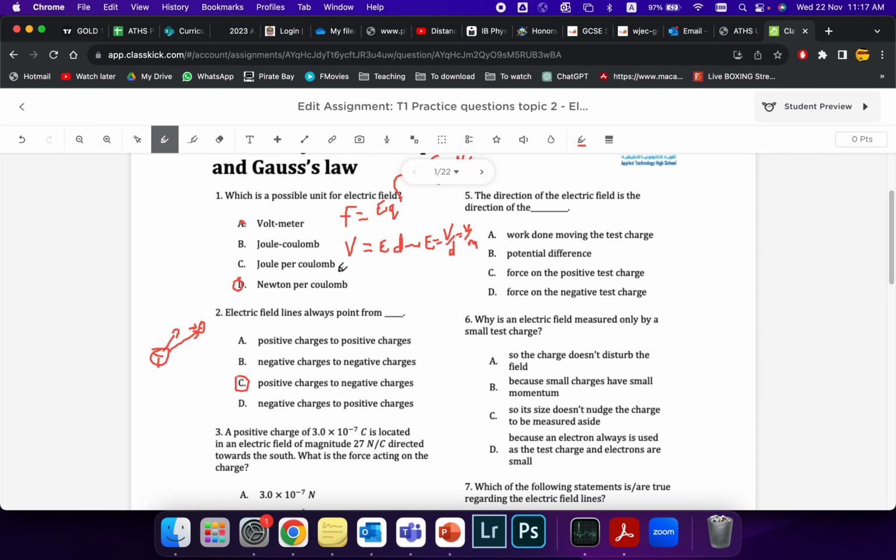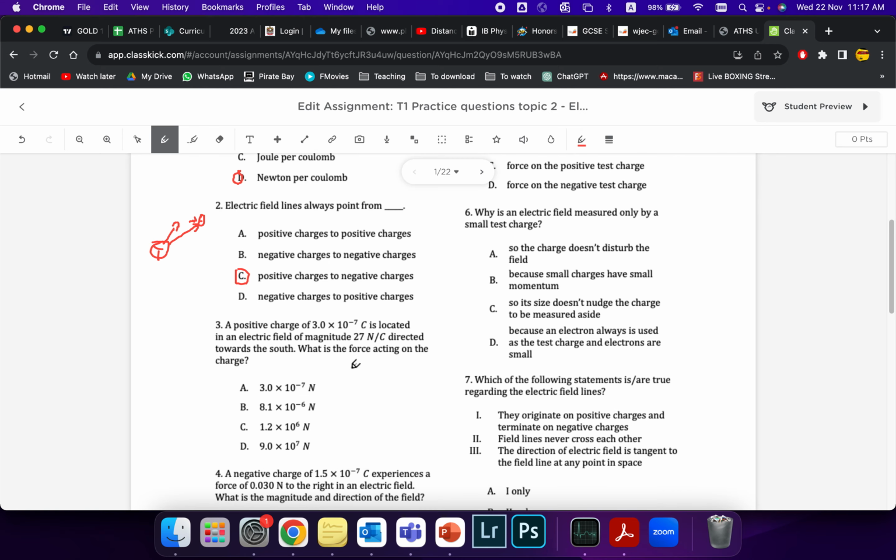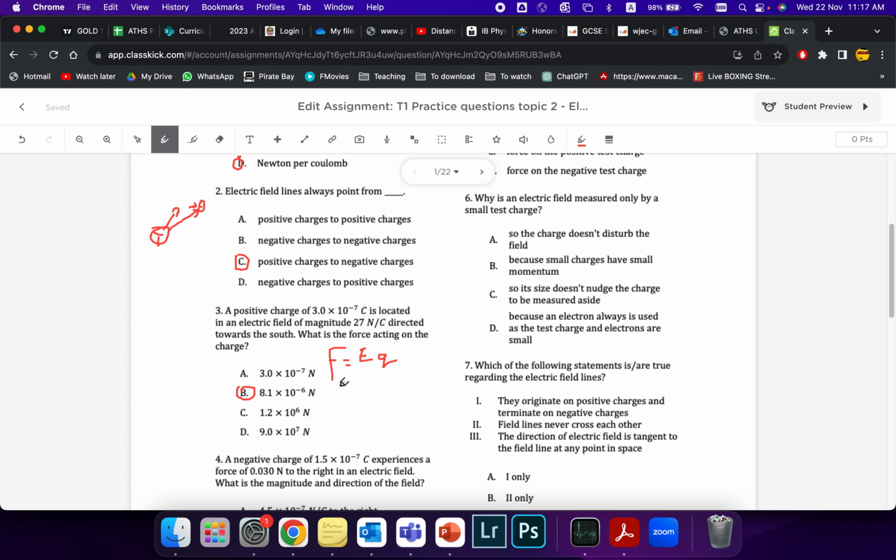Well, I've written the two formulas that are going to help us. One of them is FEC. We can use FEC. I'm asking for the force. I have named this formula FEC. 27 times 3. If you do that, you will get 8.1 times 10 to the minus 6.